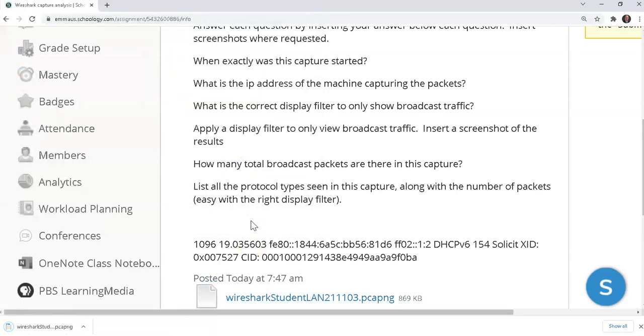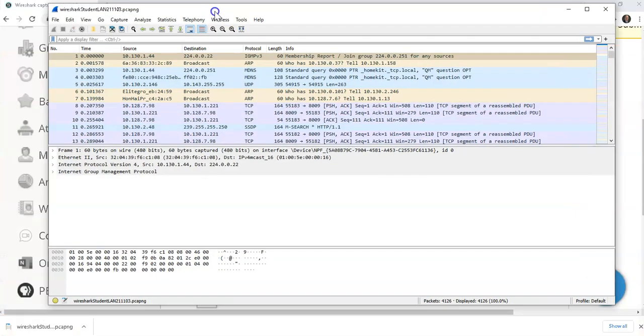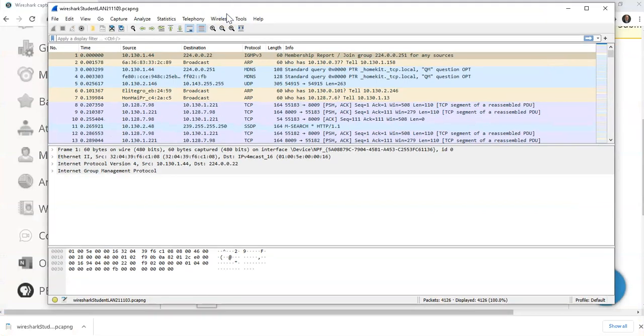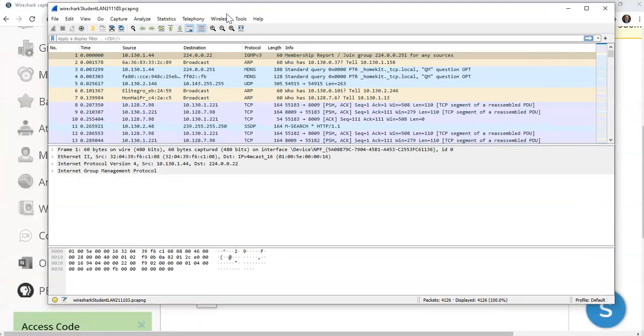Wireshark Student LAN. This network here is a little more boring to watch traffic on than the student LAN. This is 1 minute of traffic on the student LAN. And because I have Wireshark installed, I can simply click on that file. Wireshark knows to open it, and I have it over here in Wireshark. First question is, when was this capture taken?